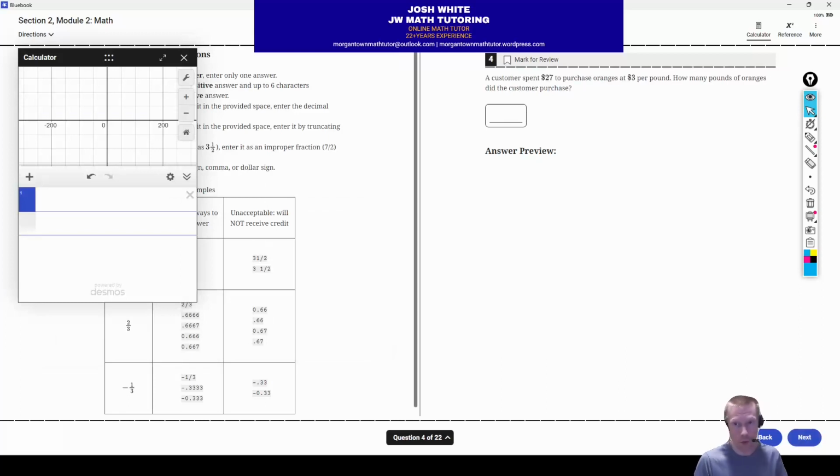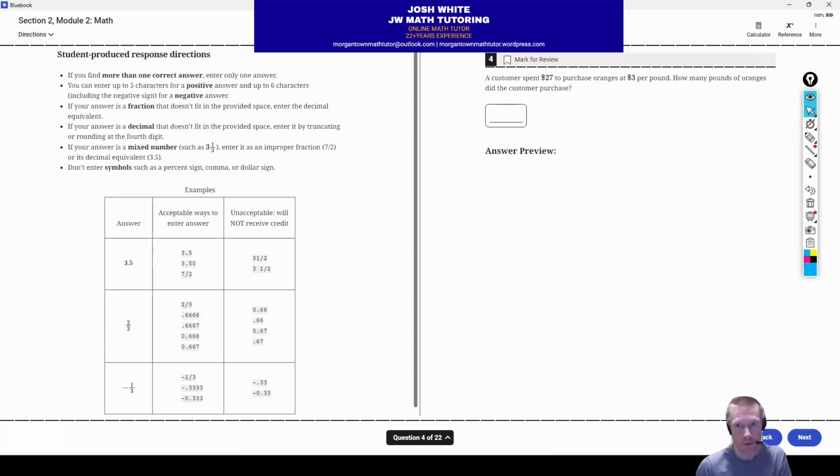All right, next up, number 4, another student-produced response question here. Basically, oranges are $3 a pound. If you spent $27 to purchase oranges, how many pounds did you purchase? Well, it's just 27 divided by 3, or 9 pounds. Another way to think of it: $3 per pound times how many pounds got me to a total of $27. And then you just divide by 3. So the correct answer for this is 9. And we can move on to the next question.